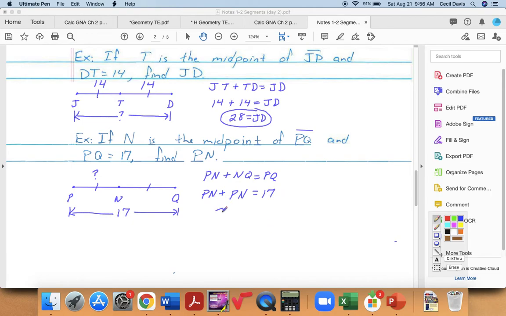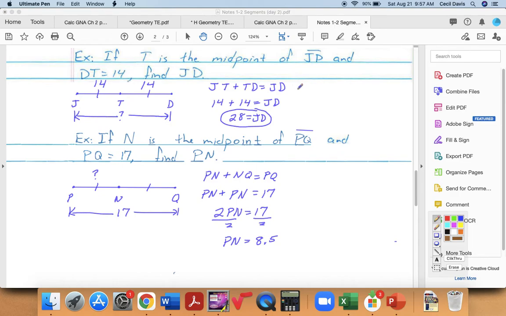PN plus PN, well, that's 2 PNs. And now we can divide both sides by 2 to solve this. The length of PN, 17 divided by 2, is 8.5 or 8 and a half, and I don't care which way you write it, either is just fine. So with the midpoint problem, sometimes they'll give you the length of half of it, sometimes they'll give you the length of the whole thing.